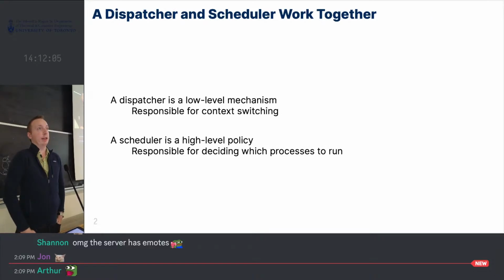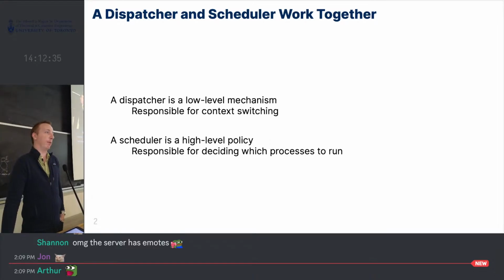The dispatcher that we talked about earlier does the actual context switching, and the scheduler works together with it. The dispatcher is the low-level thing responsible for context switching between processes, which is just swapping their registers. So we're changing which process is actually running on the CPU at any given time. Then the scheduler is the high-level policy, responsible for deciding what process to run and when.